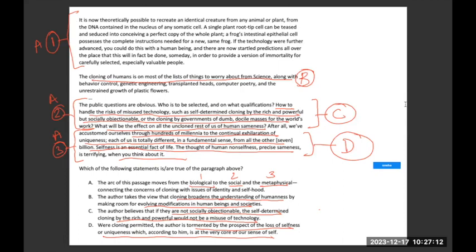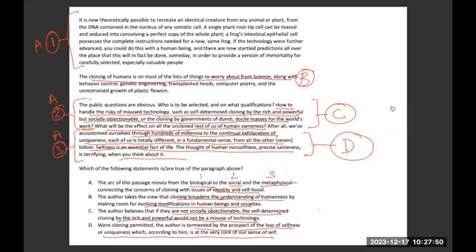Like I've done earlier, I've marked the places where you find the nuances of the options A, B, C, D written. Akavya, wrong answer. Kashvi and Anvi, correct answer. In this case, the first option says the arc of this passage moves from the biological to the social to the metaphysical, connecting the concerns of cloning with the issues of identity and selfhood, which is correct because the last option about identity and selfhood is actually mentioned in the last line here.